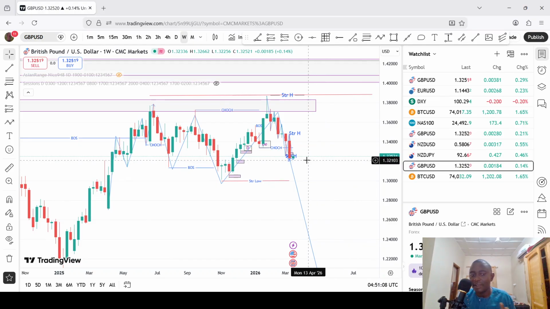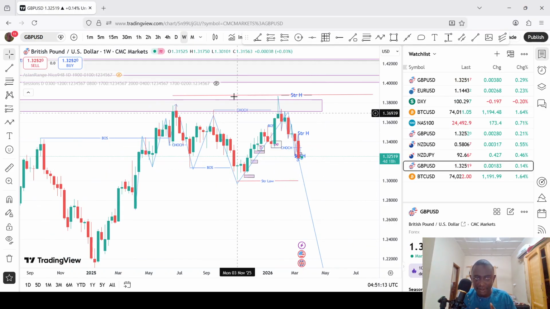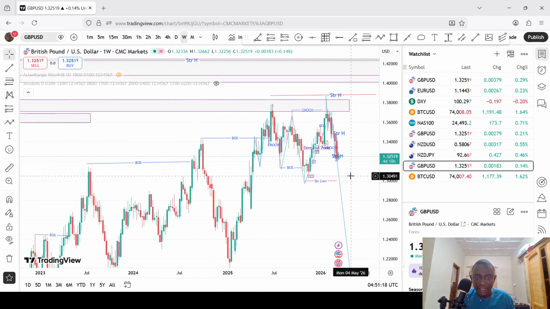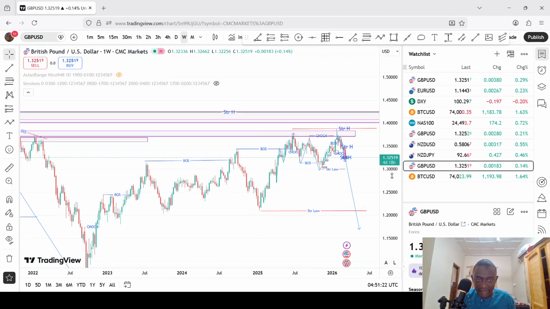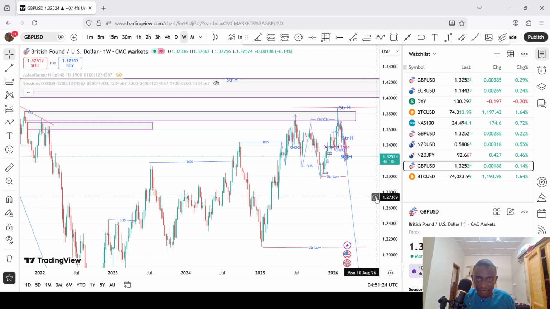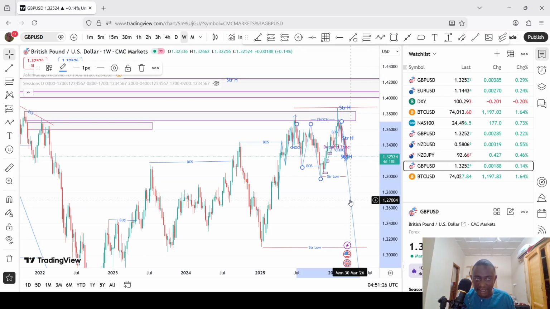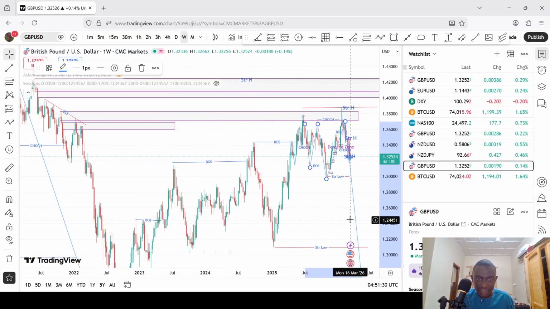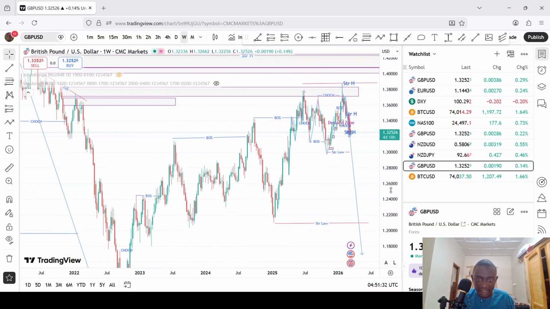So right now the market is telling us it wants to go down. That is from the weekly time frame. You understand? But you have to make sure you always look at this from the weekly perspective, it is just a pullback. This movement can be a pullback because we have this structure coming up.